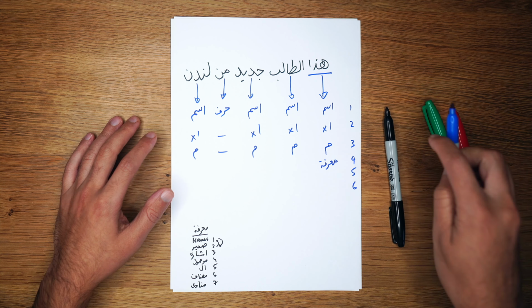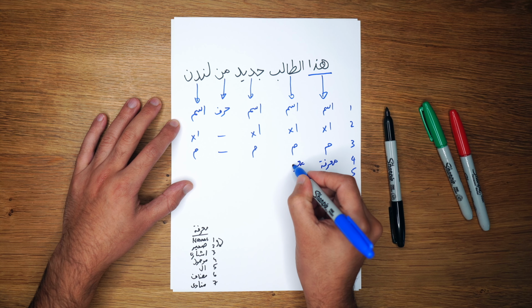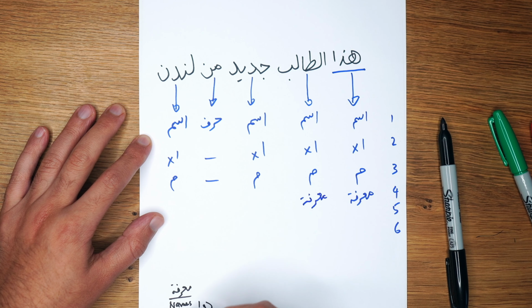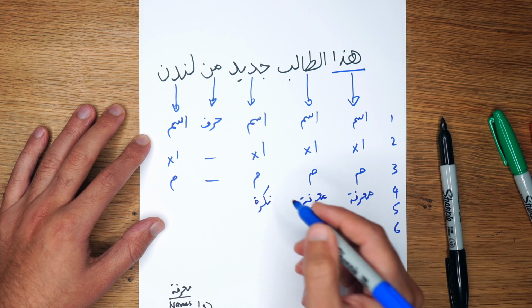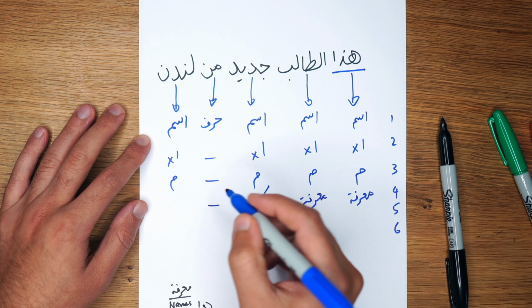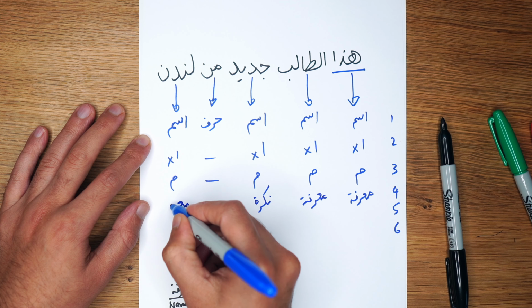Okay, so therefore, hada is ma'rifa, at-talib has al, so it's ma'rifa. Jadid is in none of these, so it's a nakira, it's indefinite. Min doesn't apply to that. London is a ma'rifa, it's the name of a place. Okay, so it's a ma'rifa.